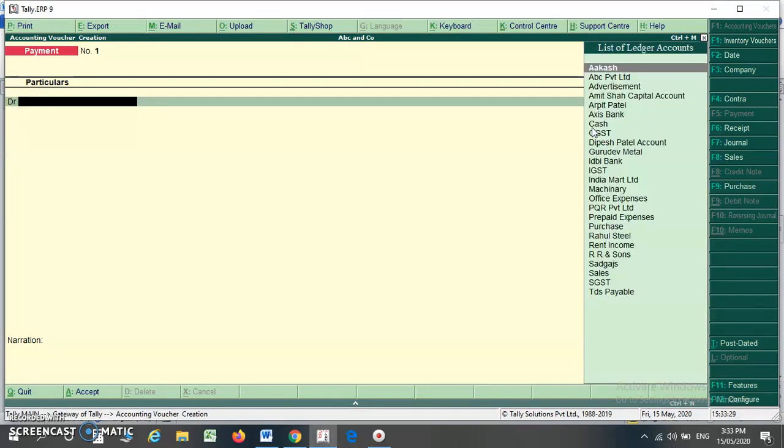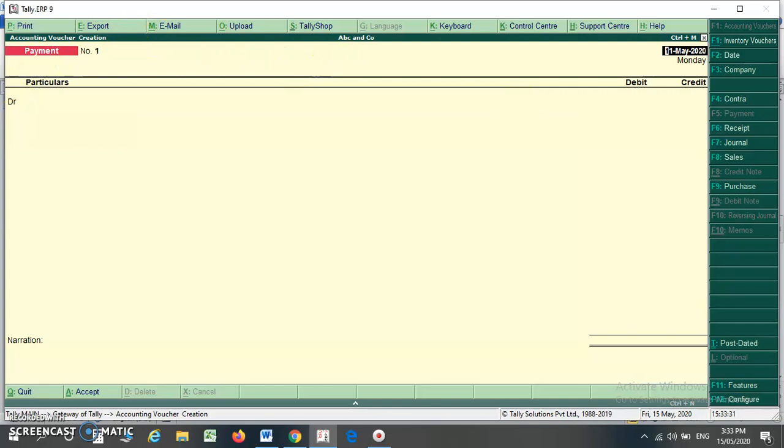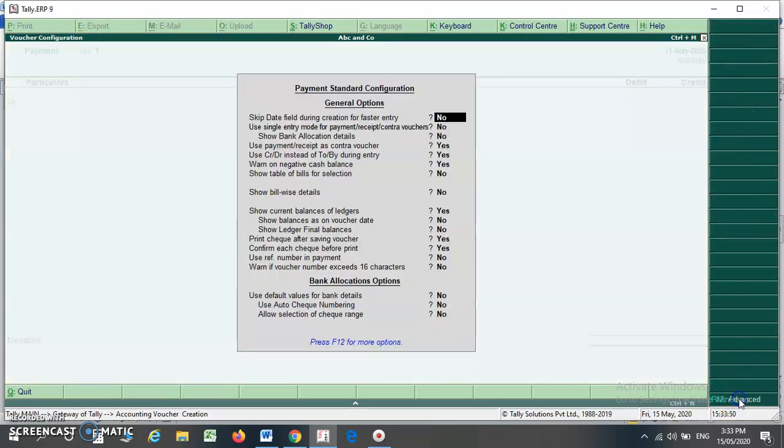11/5/2020. Now you can see that here debit credit mode is coming up, that is just double entry mode, but I want to do the entry as per a single entry mode. So I press F12 or I can select F12 configure from your right hand side. So again when I select F12, the payment standard configuration general option will appear.